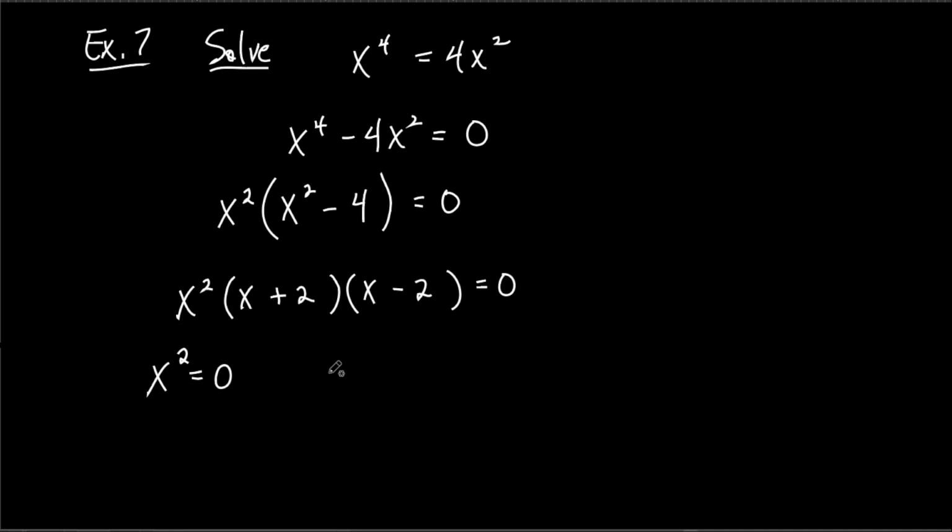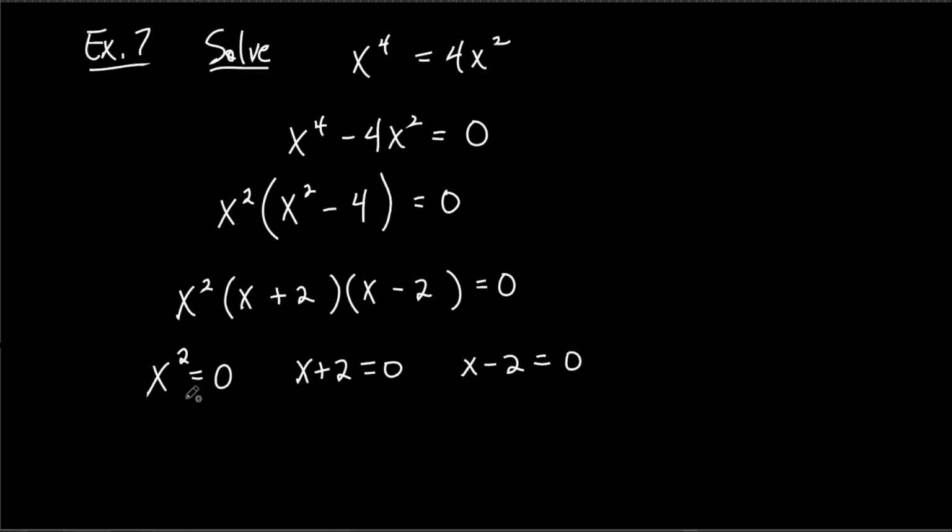So that's what I'm going to do. I'm going to make all 3 of them equal to 0, because any of these could equal 0. And I'm going to set this equal to 0. Okay? What do we do here? Square root, right? To get the x by itself.